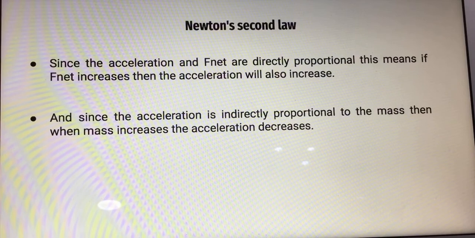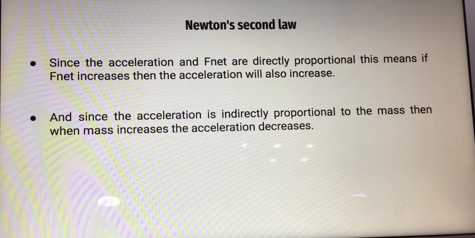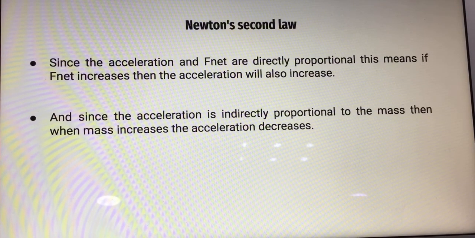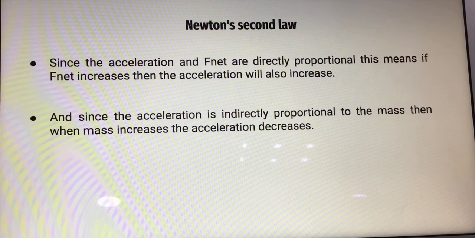But let's specify more about Newton's second law. We have 2 points about Newton's second law. The first point says, since the acceleration and the F-net are directly proportional, if F-net increases, then the acceleration will also increase. And the second point says, since the acceleration is inversely proportional to the mass, when mass increases, the acceleration will decrease.